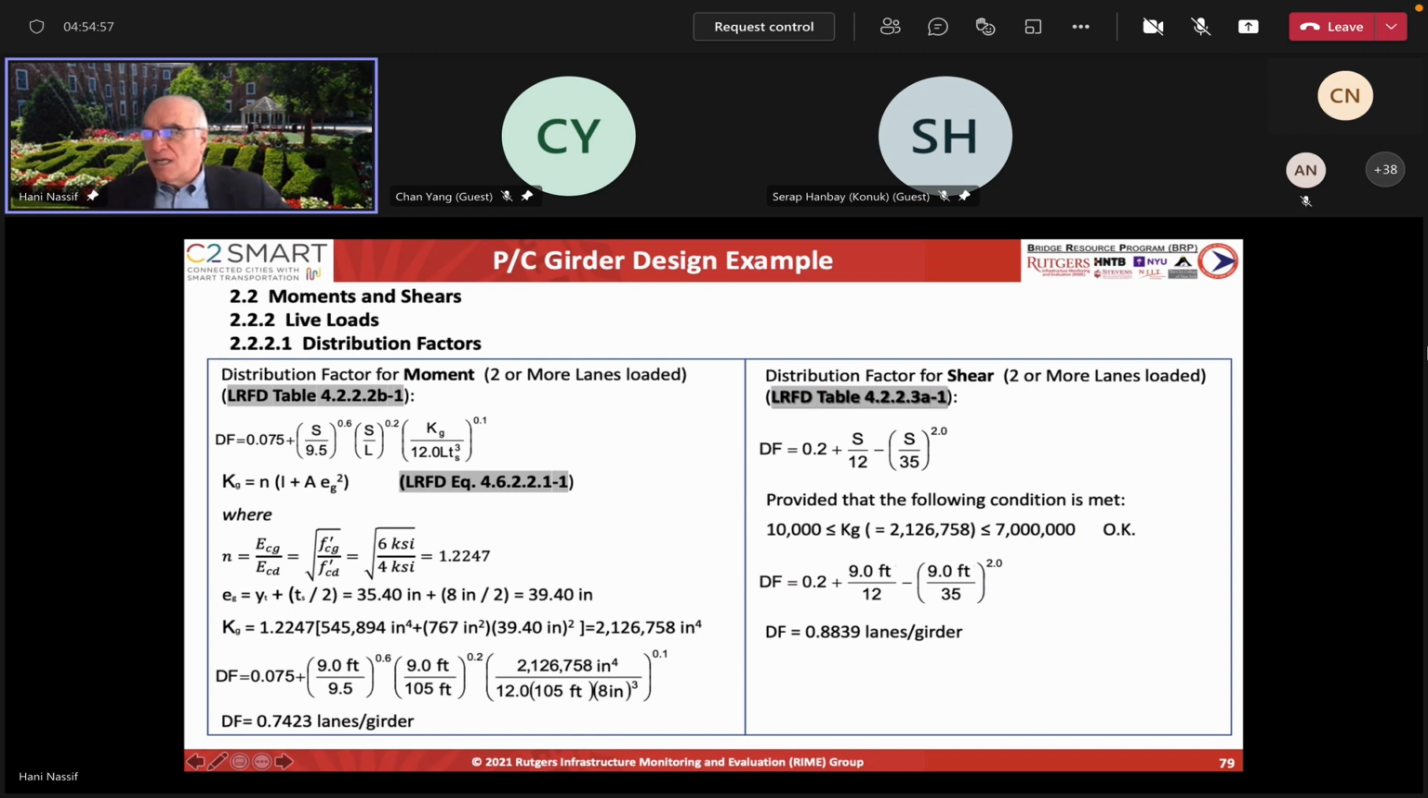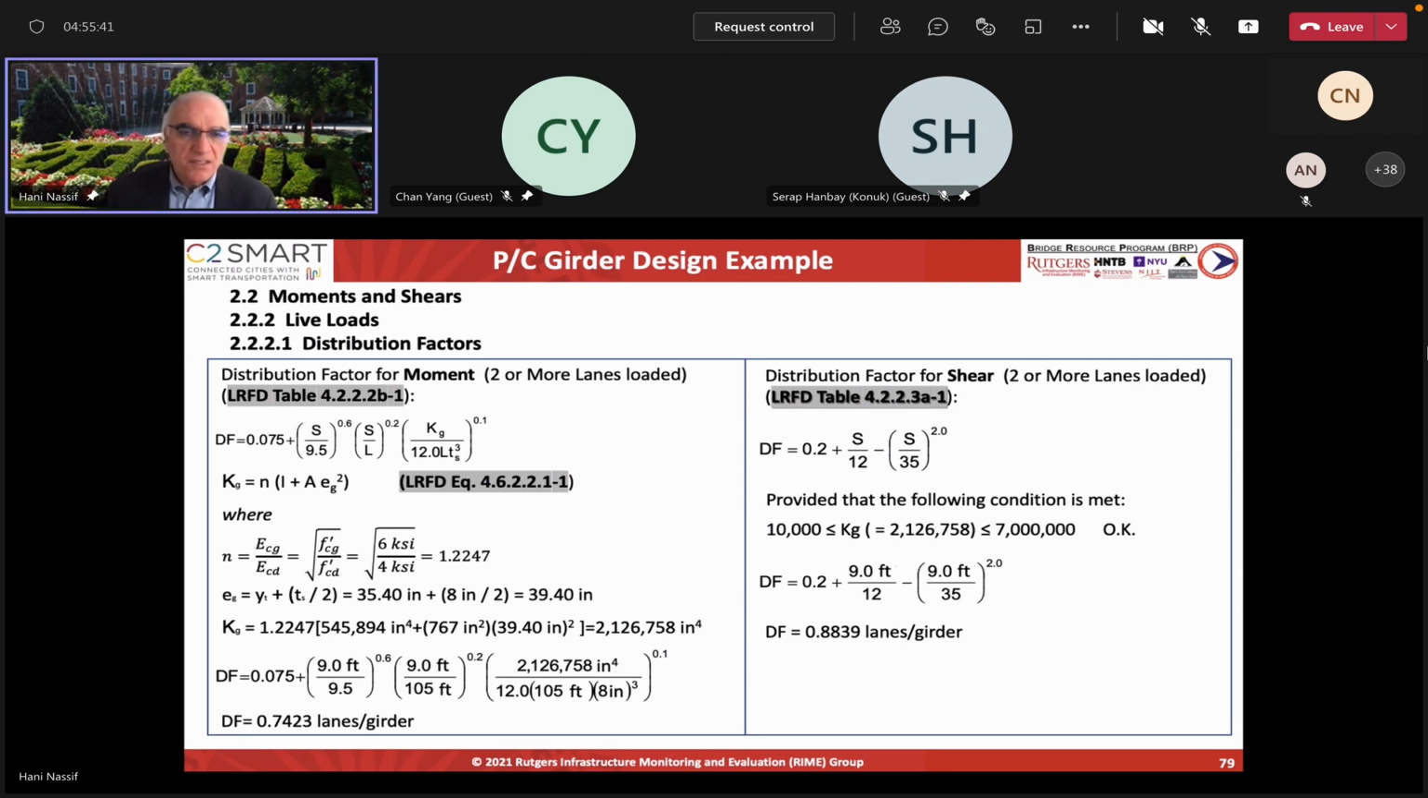And this is the K sub G that I was referring to, which depends on the moment of inertia of the girder alone and the area of the girder. And eg is the distance between the CG of the slab all the way to the CG of the girder. So you would find that first, you would find the Kg value, and plug it back here. You find the distribution factor. In this case, if we apply the equations for 2-lane, you will get about 0.74, meaning almost 75% of that lane moment is going into the interior girder.